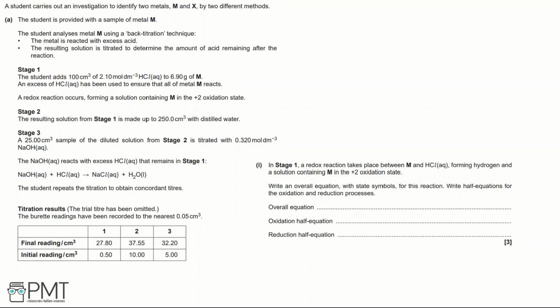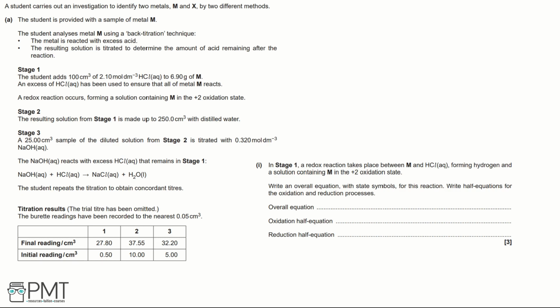Stage 3. A 25 cm³ sample of the diluted solution from stage 2 is titrated with 0.32 mol/dm³ NaOH, or sodium hydroxide. The sodium hydroxide reacts with excess hydrochloric acid that remains in stage 1. The student repeats the titration to obtain concordant titres. Titration results. The trial titre has been omitted. The burette readings have been recorded to the nearest 0.05 cm³.